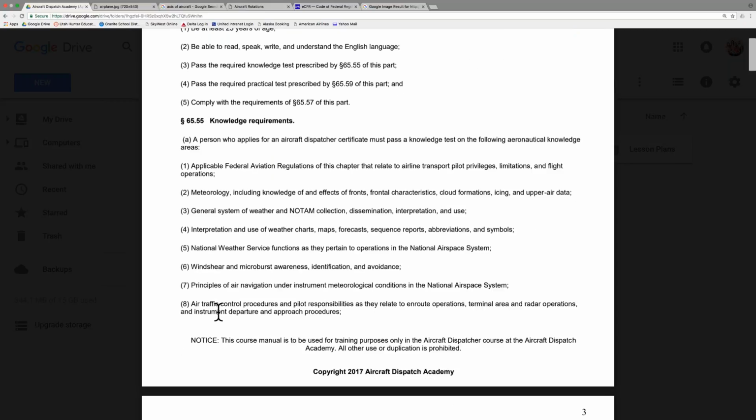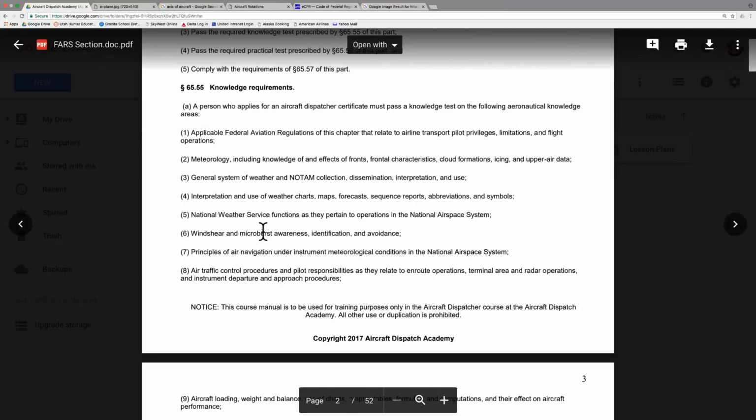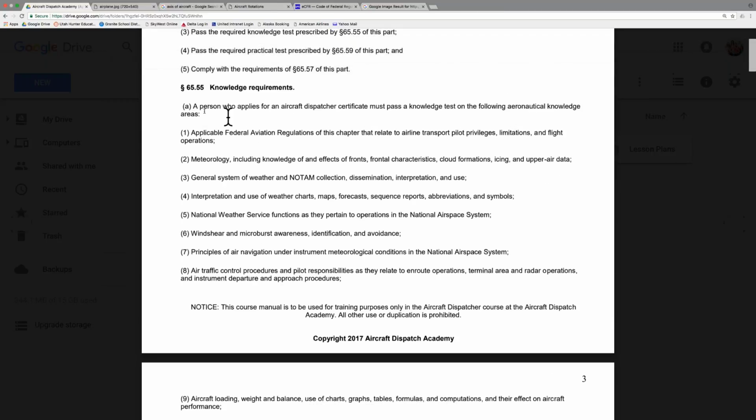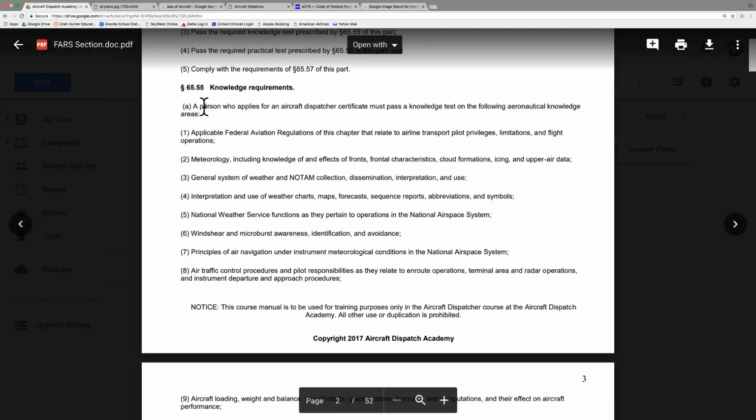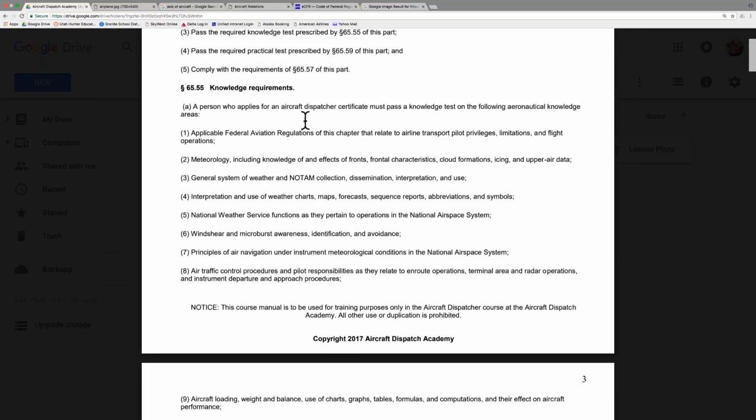As far as knowledge requirements, so this is actually what you're tested on when you go through your practical test. You've got to demonstrate all of these areas. So we'll go over these really quick. A person who applies for an aircraft dispatcher certificate must pass a knowledge test on the following aeronautical knowledge areas. So applicable FARs, that's what we're talking about today.